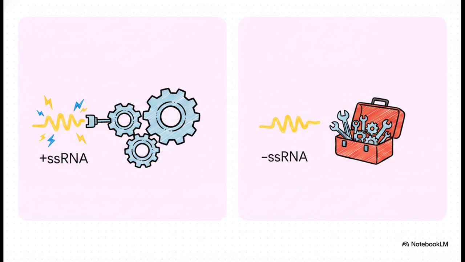But negative strand viruses? They're basically helpless on their own. Their RNA is a mirror image, a complement to mRNA. So if they don't pack their own special enzymes, specifically a virion-associated RNA-dependent RNA polymerase or transcriptase, they literally cannot replicate. They are dead on arrival without it.